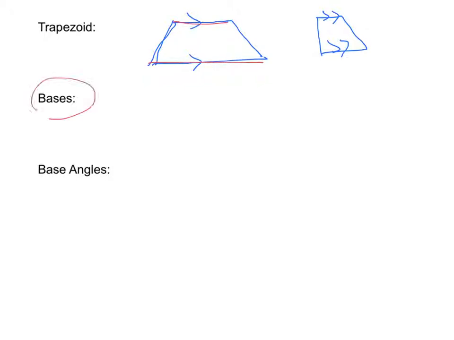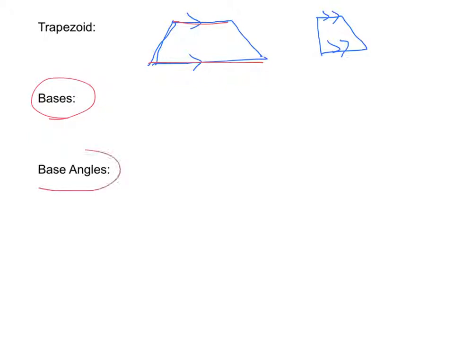So a trapezoid can look a variety of ways. It can look something like this. It could look more like this. But the common theme is that these two sides are going to be parallel. So the two sides that I just talked about, the parallel sides, are called the bases.